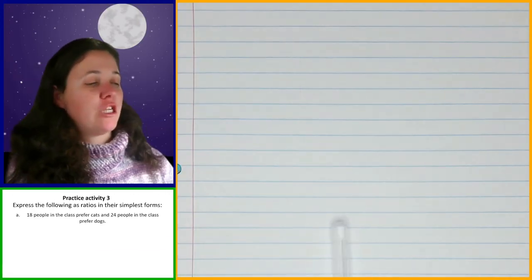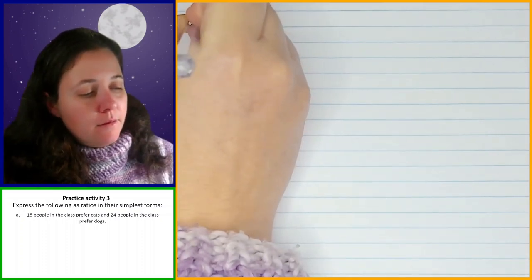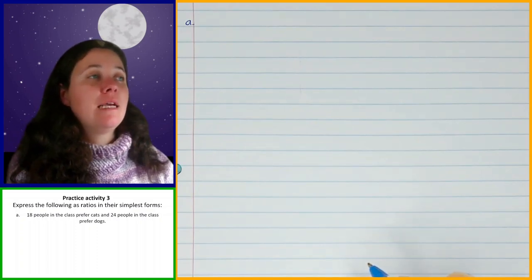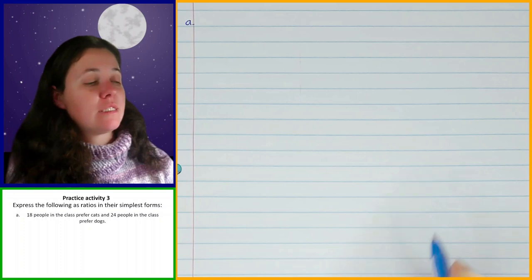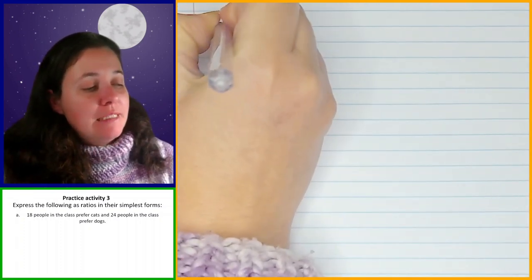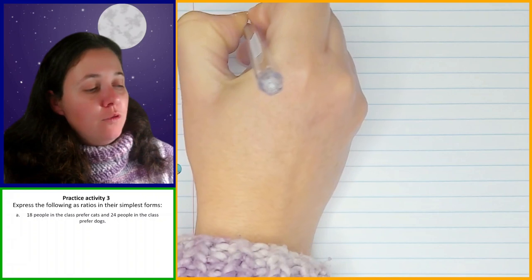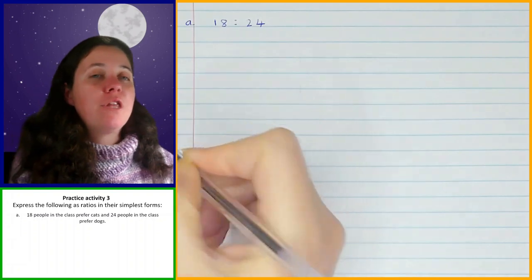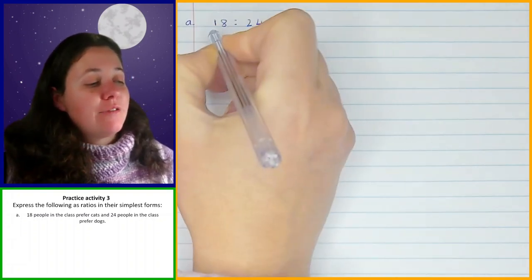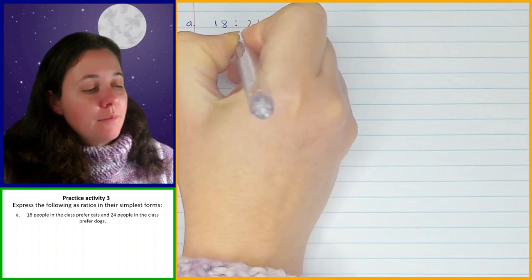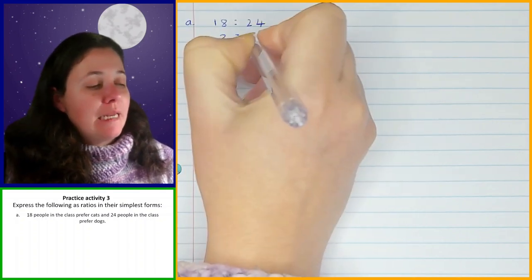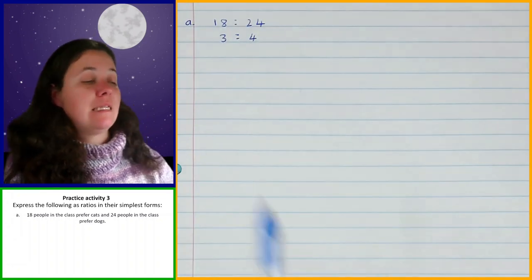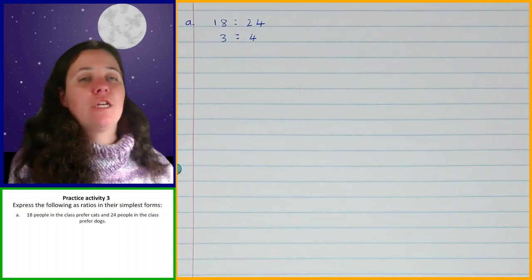So let's go through question A. In question A, they tell you that there are 18 people in the class that prefer cats, and 24 people in the class prefer dogs. So we're going to write that as a ratio. So we have 18 to 24. And then we're going to simplify. Now, 18 and 24 both have a factor of 6. So if I divide 18 by 6, I will get 3. And I divide 24 by 6, and I get 4. And now this can't be simplified any further, so that is what your ratio should look like when it is in simplest form. You should get 3 to 4. Okay, so now you're going to do question B.